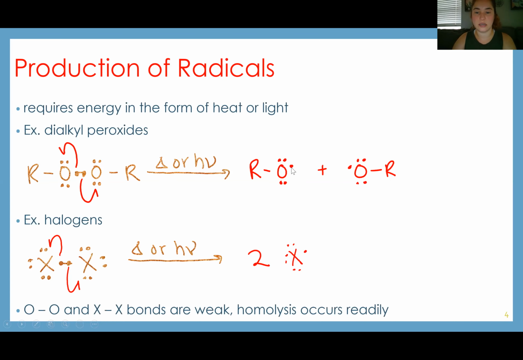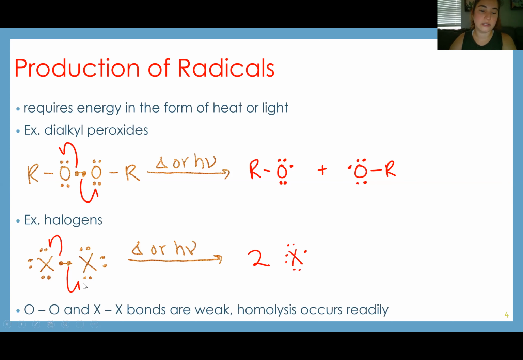So notice the single unpaired electron. We still have lone pairs on those oxygens. That's not changing. We're not affecting that. But we gave this oxygen one extra electron and this oxygen has one extra electron. Notice also that does not create a charge on the oxygen because a negative charge is made up of two electrons. And a positive charge would mean that you're lacking two electrons.